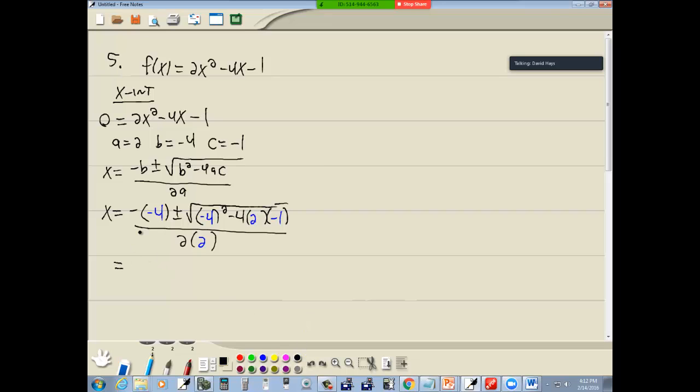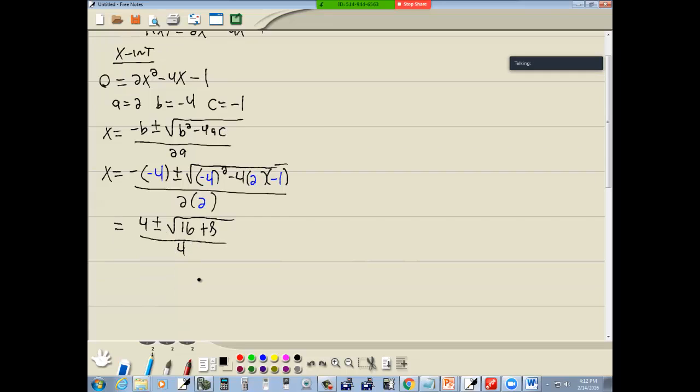Now, negative negative gives us a positive 4, plus or minus. Negative 4 squared is 16. Negative 4 times 2 is negative 8. Times the negative 1 gives us a positive 8, over 4. Then we have 4 plus or minus the square root of 24 over 4.